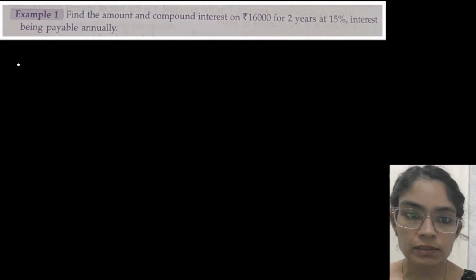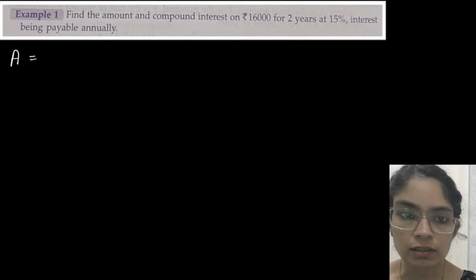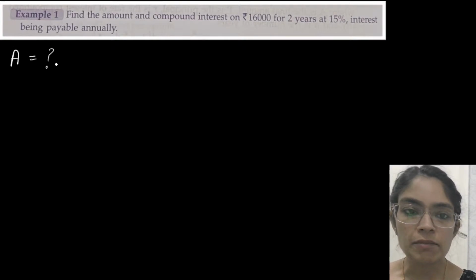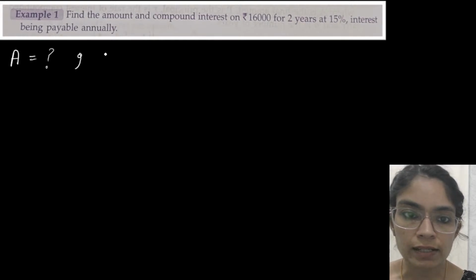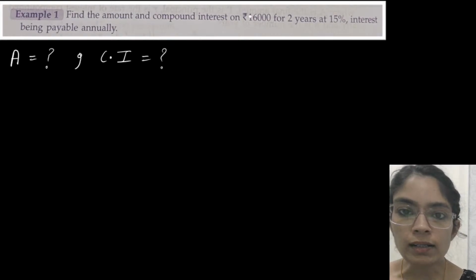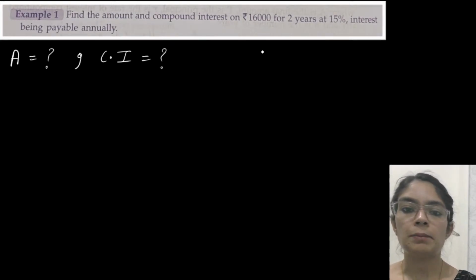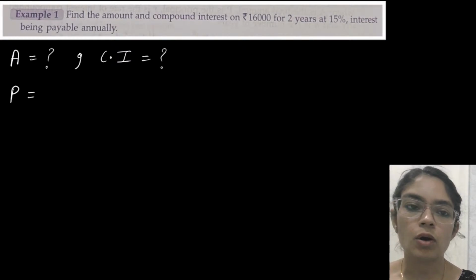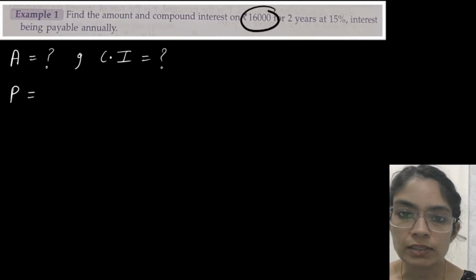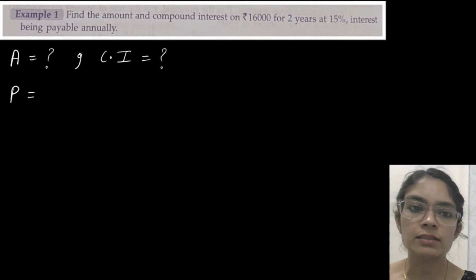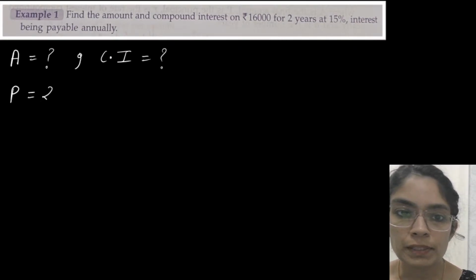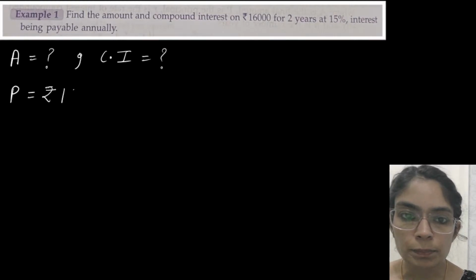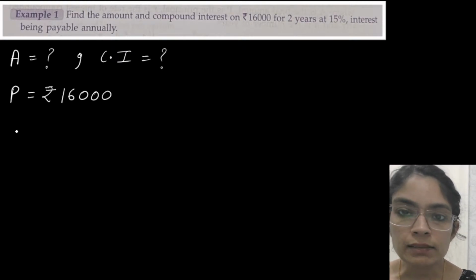Okay, so amount, it's a very direct question. So A we have to find, and also we have to find compound interest on 16,000. This is the first cost on which we are calculating interest. This is known as principal. So principal I am writing with capital P. Principal is given to us as 16,000 for 2 years. Time period is 2 years here.